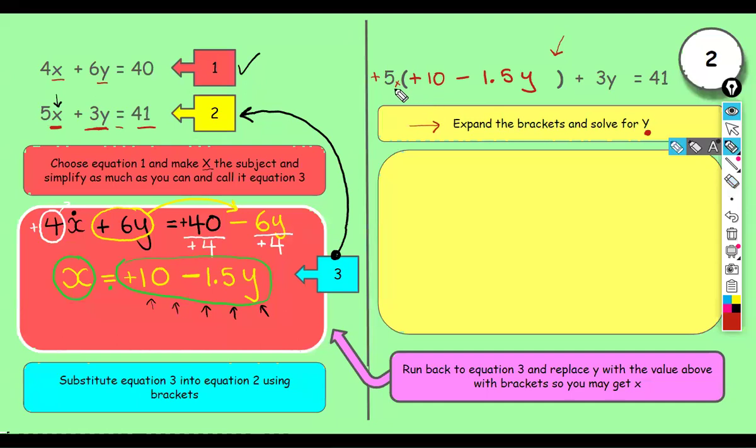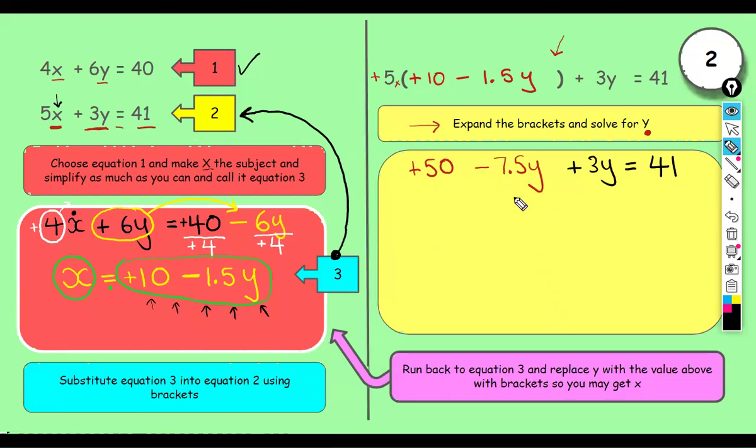Let me take my time here. 5 by positive 10, well, that's positive 50. I can't move too slow as we did this two weeks ago. Positive 5 by negative 1.5y is minus 7.5y. And then you have the positive 3y here, who was not in the brackets, and you have the equal to 41. How many people have up to there? And you have the signs correct as well. You have positive 50. I want you to write in the positive, don't imagine it. And the negative 7.5. So make sure you have up to there correct.